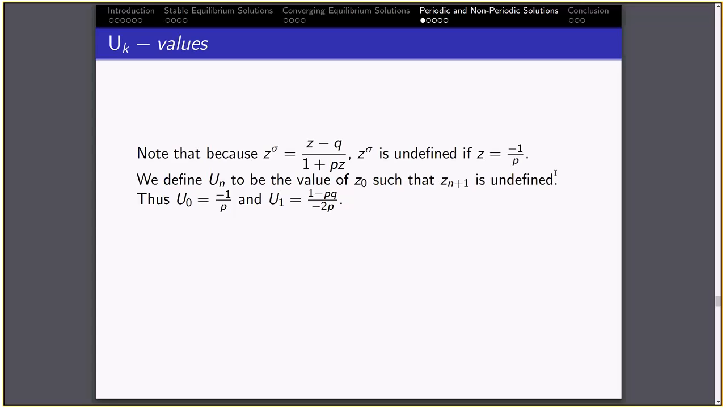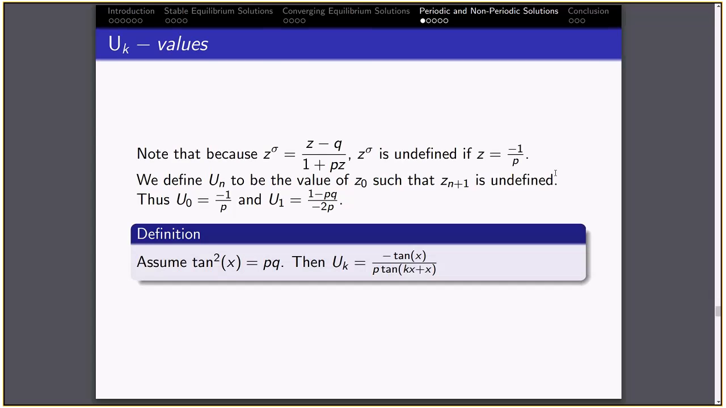Going back to our original Z sigma equation, recall that if Z is equal to -1 over P, then we have a 0 in the denominator and thus an undefined value. So what we end up doing is defining un to be the value of Z naught such that Zn plus 1 is undefined. Thus, that means that -1 over P is Z naught. If you were to algebraically solve, you could end up finding any U value. For instance, U1 would be 1 minus PQ over -2P.